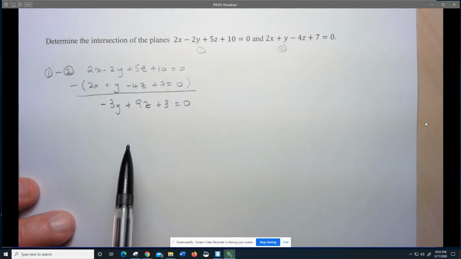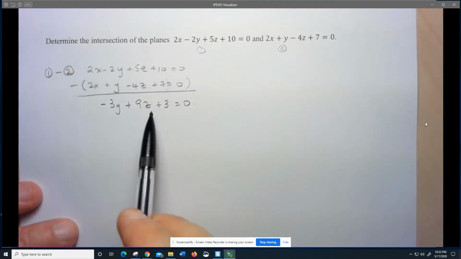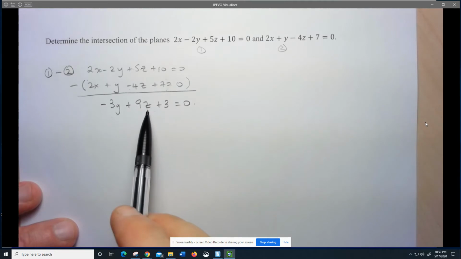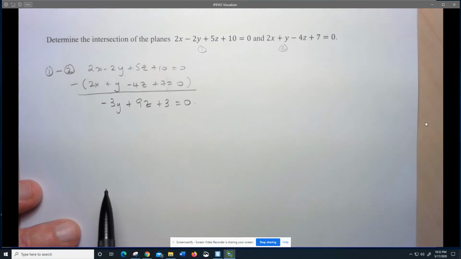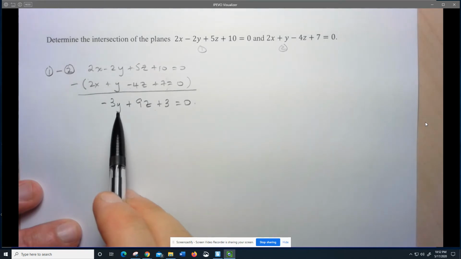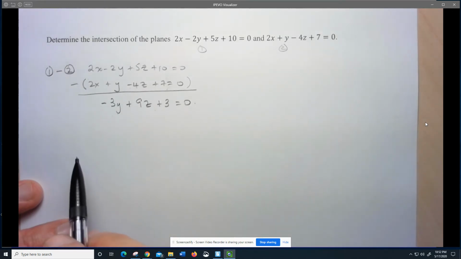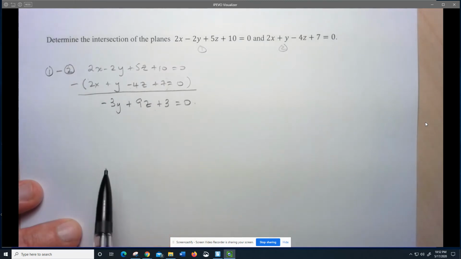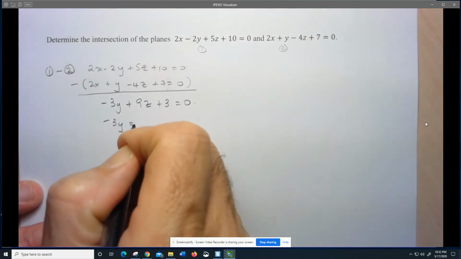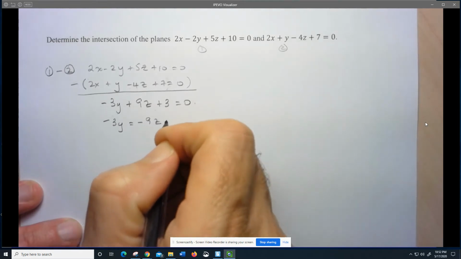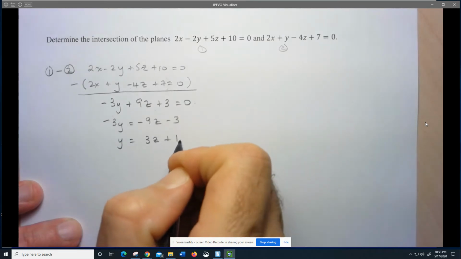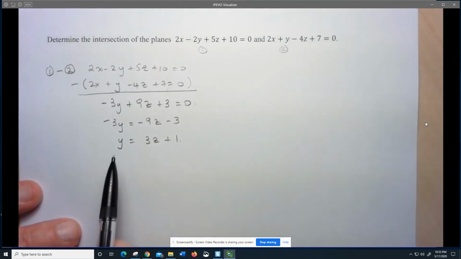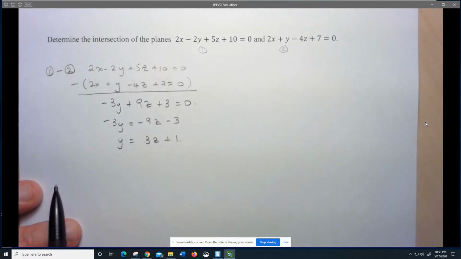Okay, so what I'd like to do now is write y in terms of z or z in terms of y. Either of those two would work out. So what I'm going to do here is write y in terms of z, because it's going to be much nicer dividing by -3 than dividing by 9. So -3y, bring everything to the other side, -9z minus 3. So y is equal to 3z plus 1. All right. So what I've done is I've managed to write y in terms of the variable z.